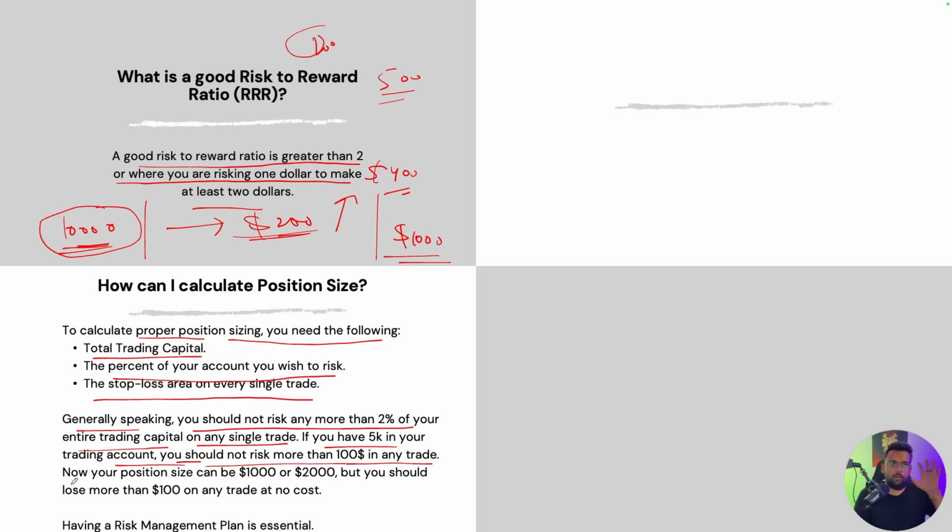You see what I'm saying? It's all about how confident you are in your trading setup. Right now, your position size can be 1,000, 2,000, but don't try to lose any more than $100. Right? Having a risk management plan is essential.